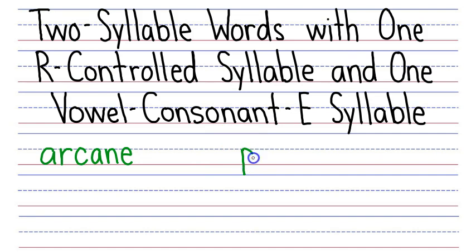First syllable, per. We start with a P that says P. Then we have our ER phonogram that says per. Next syllable, fume. We have an F that says F, a U that makes a long U sound, and an M that says M, and a silent final E that's letting that U make that long U sound. P, F, U. First syllable, per. Second syllable, fume. Say it together fast, perfume.